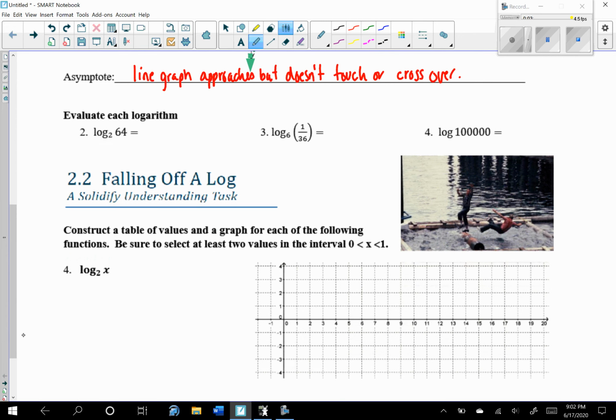For these, we can evaluate without our calculator. Remember that the argument 64 is the answer to the exponential form. So if we put this in exponential form, we're saying 2 to what power is equal to 64. So 6. Then, 6 to what power equals 1 over 36? We can rewrite 1 over 36 as 6 to the -2 power, so -2. And 10 to what power equals 100,000? That would be 10 to the power of 5.